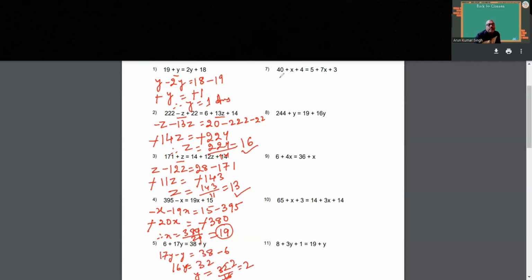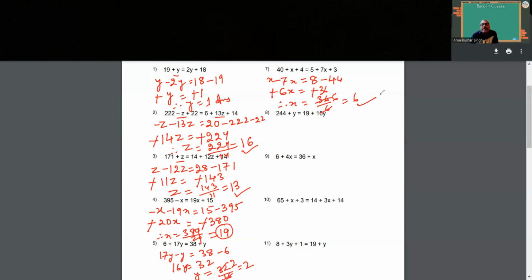So this side it is x. So here x minus 7x, and that will be equal to 5 plus 3, 8, and this side it will be 40 plus 44. So here now it is minus 6x, and here 44 minus 8 is 36. So here minus 36 will be there. Minus minus cancelled. So hence x will be equal to 36 by 6, and that is 6 is the answer.